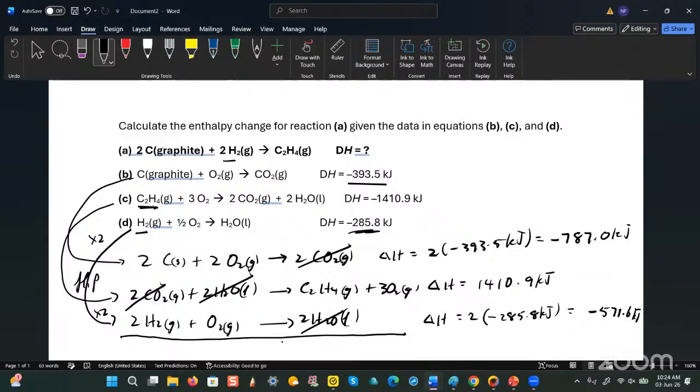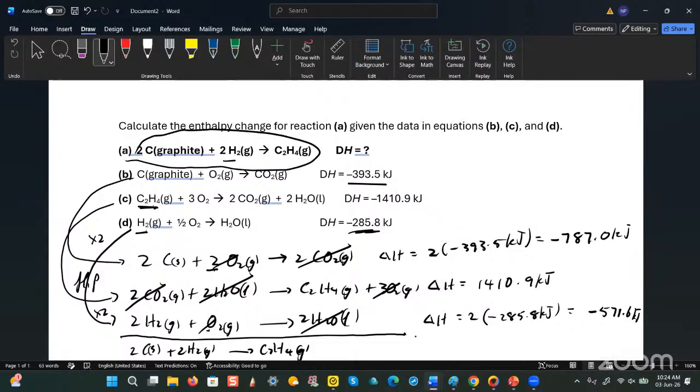The oxygens cancel. The oxygens will cancel because you have a total of 2 plus 1, 3. So these 3 oxygens will cancel out these 3 oxygens. So let's write down what we're left with, because there's nothing else to cancel out. You're left with 2 carbon solid plus 2 H2 gas to give C2H4 gas, which is the same as the original equation here, right?